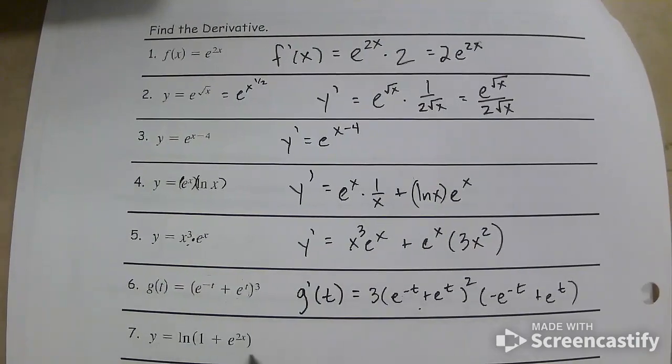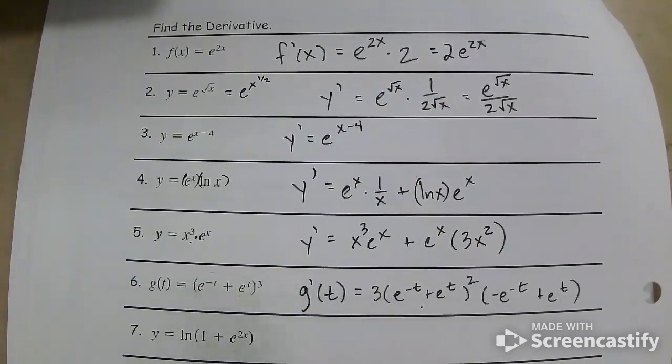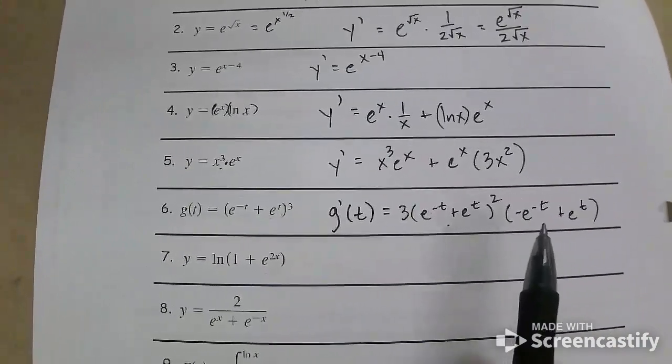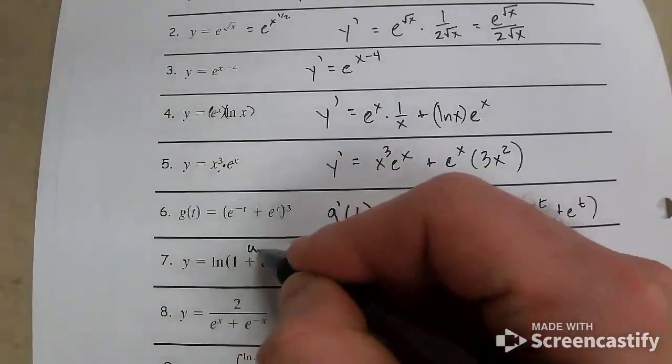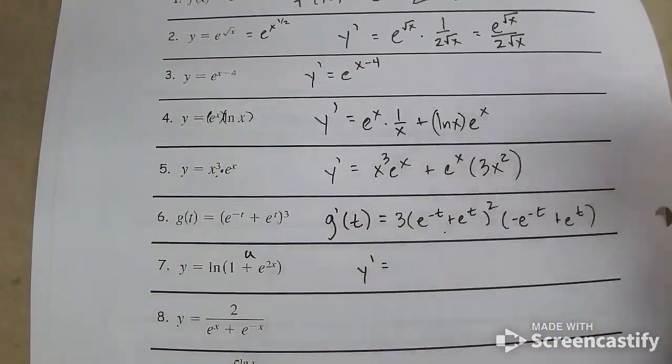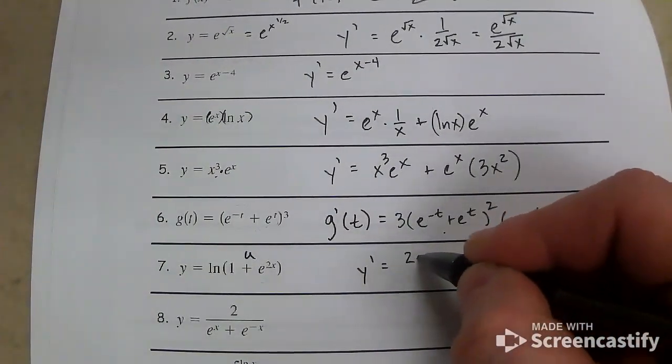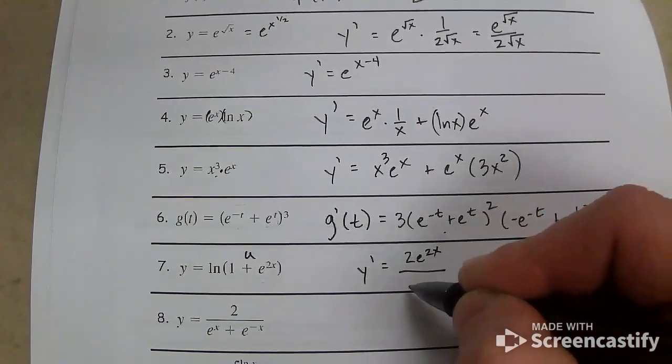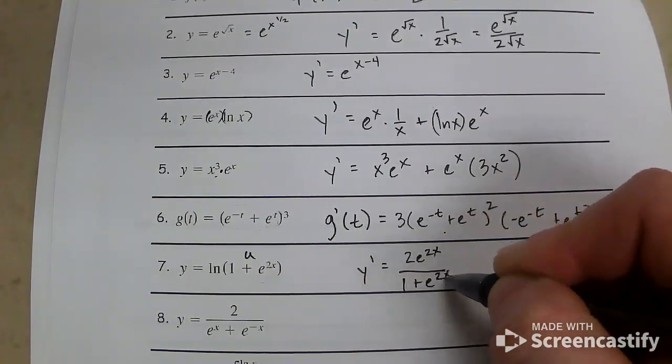Okay. This right here, there really isn't a whole lot that we can do with this to manipulate it, right? So this really is just going to be like, hey, let this be u. So the derivative of natural log of u is u prime over u. So this is going to be 2e to the 2x all over 1 plus e to the 2x.